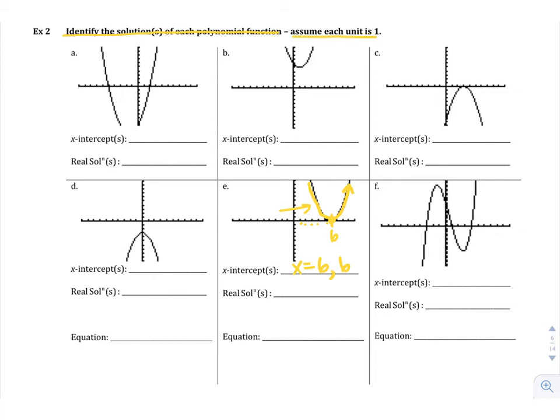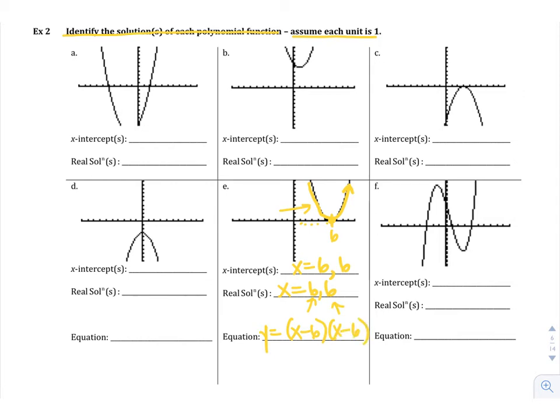So if I asked you to list the real solutions, we would say x equals 6 and 6. And then if we were to write the equation of it, I can write y equals... now, if I had a solution of 6, that means my binomial would be x minus 6. And I know I have another root of 6, x minus 6. So that would be an equation.